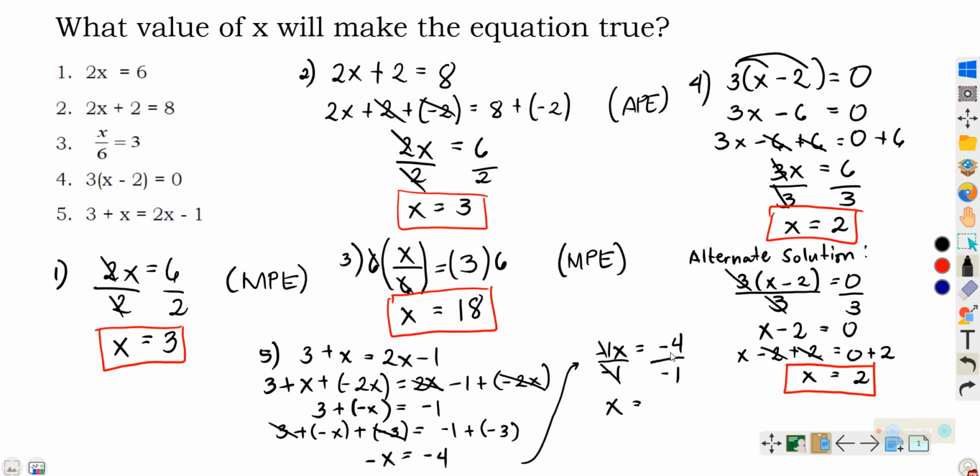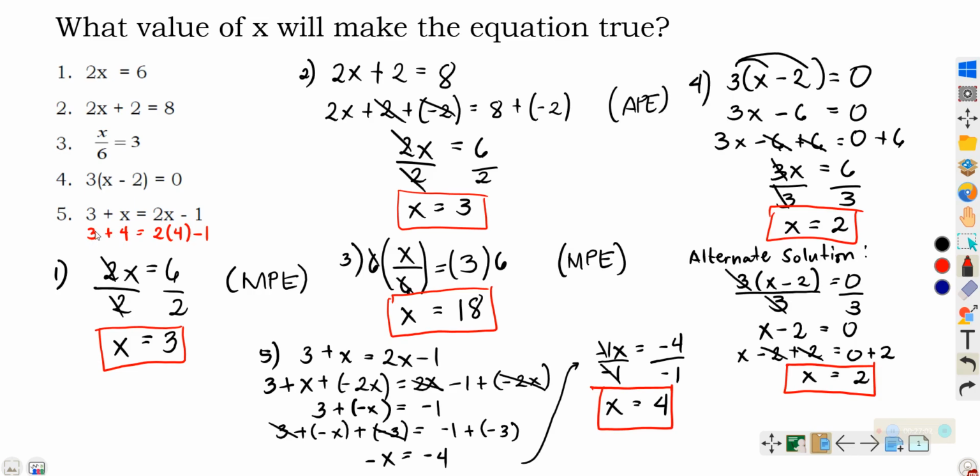And the negative 4 divided by negative 1, same sign ulit. Negative divided by negative, edi positive 4 na ang sagot. Okay? Ayan. So, ito na yung ating final answer. Okay? Check natin. So, kung 4 ang ating x, haba-habang checking pala to kasi meron both sides. So, substitute natin dito. 3 plus 4 equals 2 times 4 minus 1.